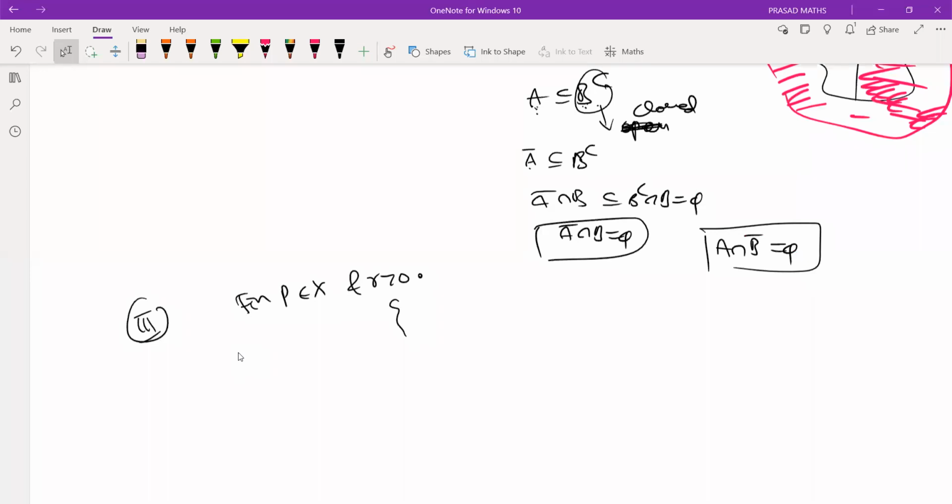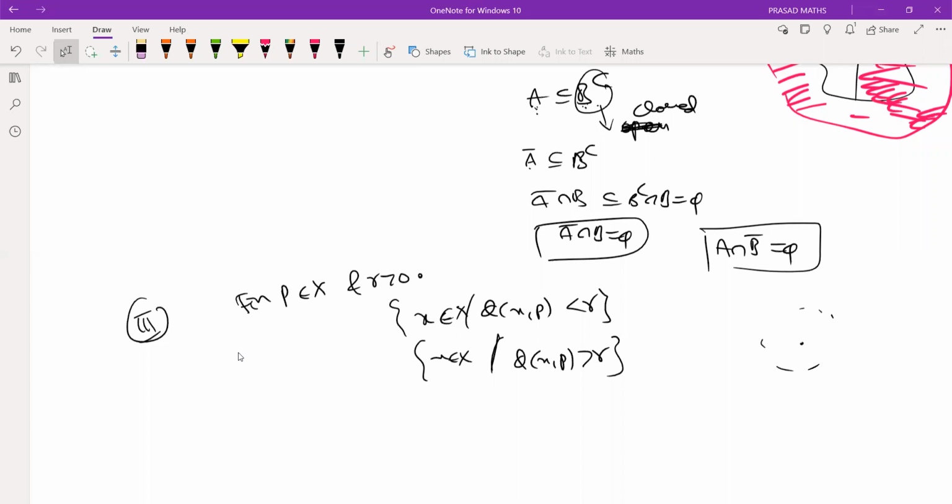Suppose you have two balls. This is the open ball centered at P with radius R, and the outside of the ball. Outside of the ball means what? The distance between x and p is bigger than R. So the first one is the open ball centered at P with radius R, the inside. The second one is the outside of the open ball centered at P.